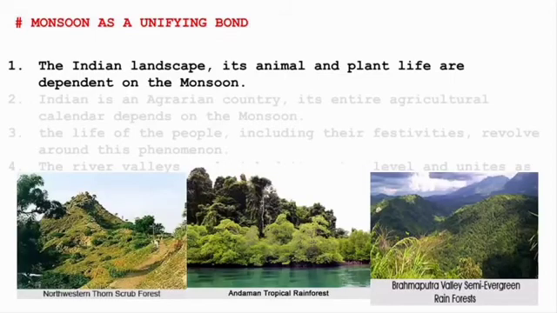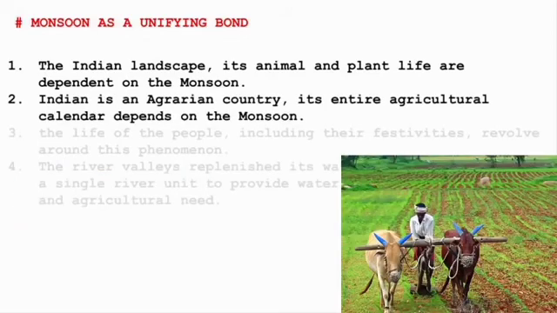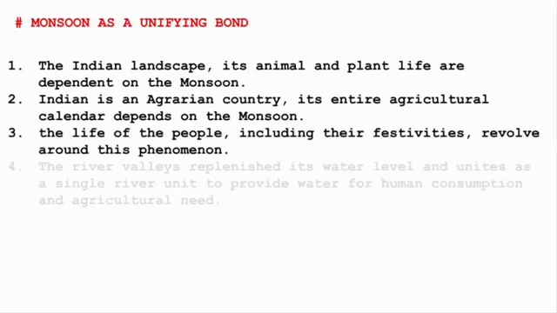Being in the tropical region, we have tropical rainforest as well as tropical deciduous forest. And the lush greenery of these forests has to be maintained through the arrival of the monsoon. Coming to the second point, India is an agrarian country, which means more than 50% of its population is engaged in agriculture. Therefore, the agricultural calendar depends hugely on the monsoon, because if there is not sufficient water, agriculture can get affected. And the third point is that the life of the people, including their festivities, revolves around this phenomenon.